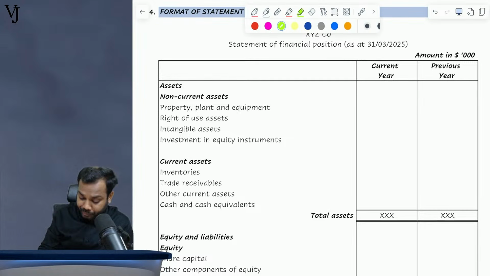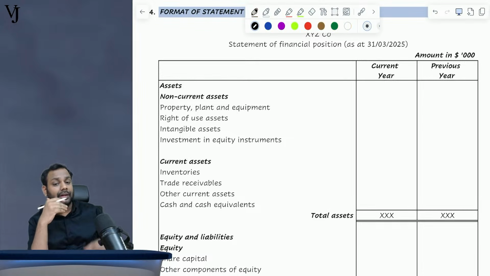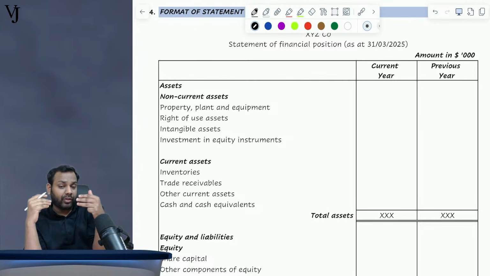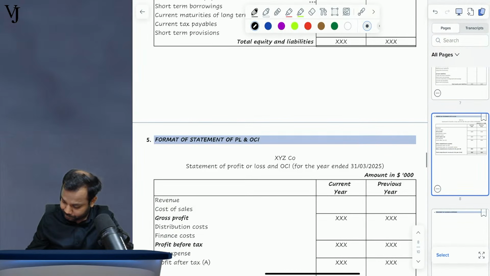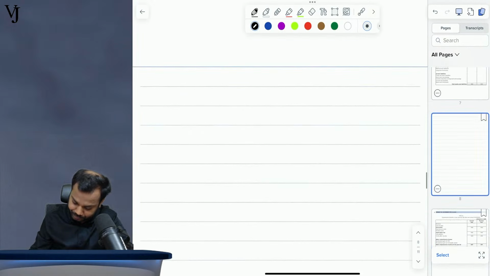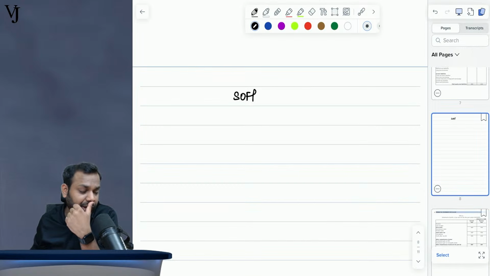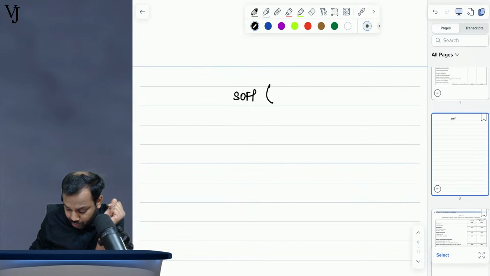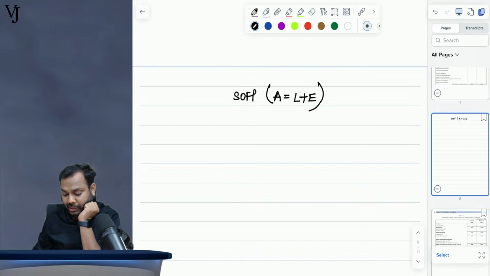Now, understand. SOFP has three components. Statement of financial position works from the basis of the accounting equation. What is the accounting equation? Asset equals liability plus equity. So three components: asset, equity, liability.